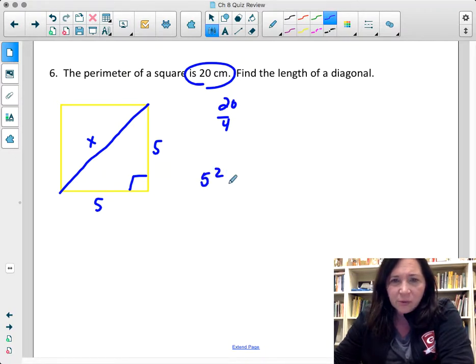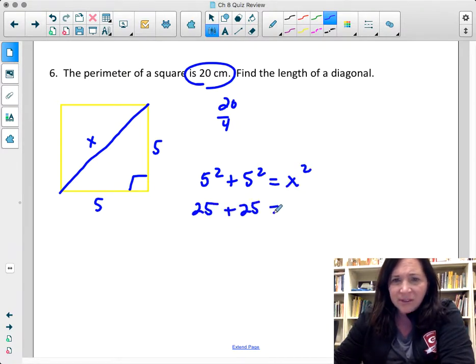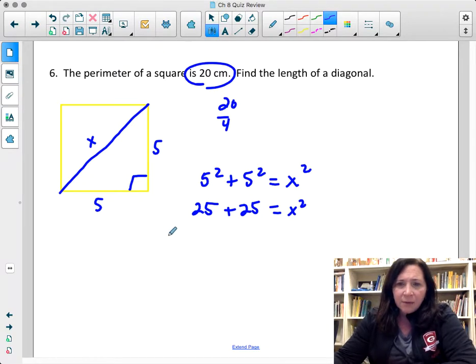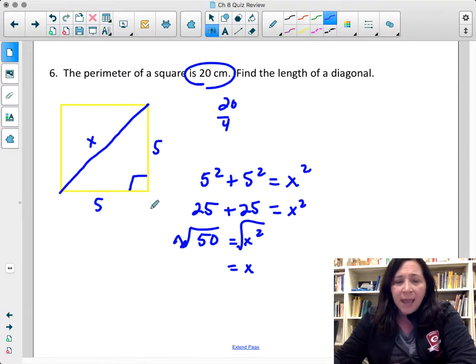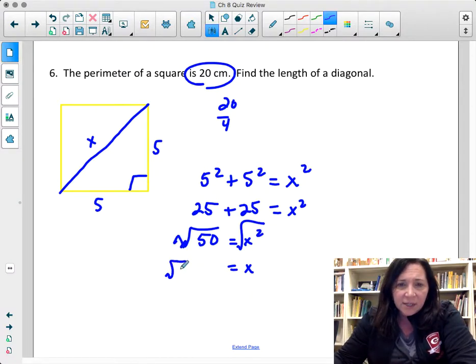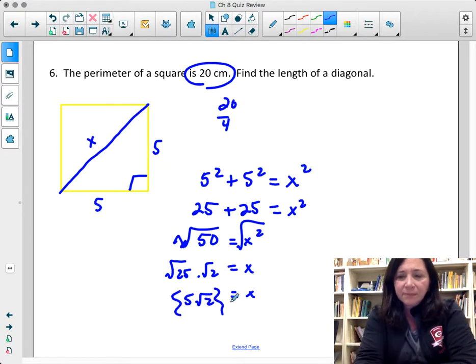So we're going to say 5 squared plus 5 squared is equal to x squared. We have 25 plus 25 is equal to x squared, and that's going to be 50 is equal to x squared. We're going to square root both sides, again losing the square by square rooting that. So we have x equals the square root of 50. I'm going to break the square root of 50 down into root 25 times root 2, and so that's going to equal 5 root 2. And so there's my value of my diagonal.